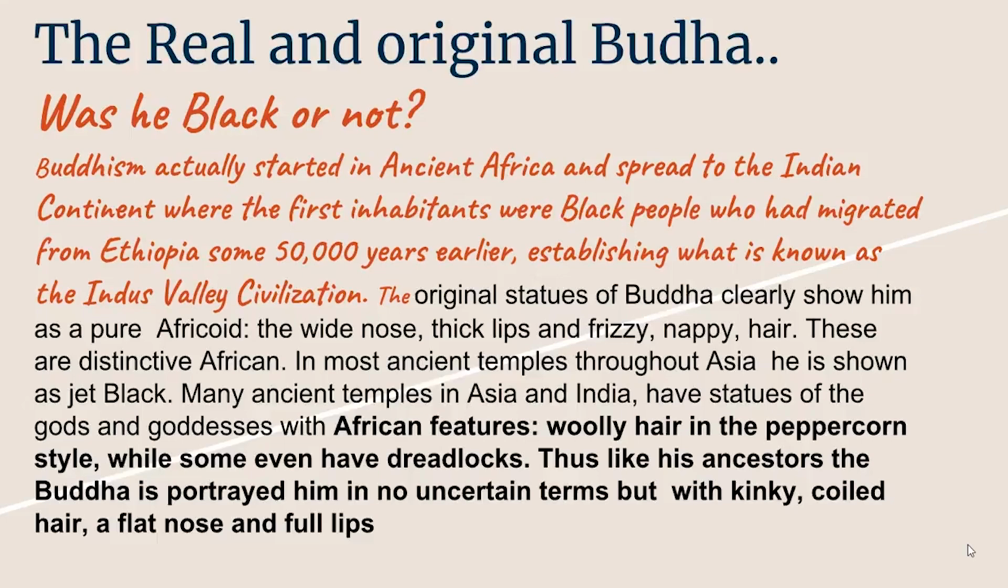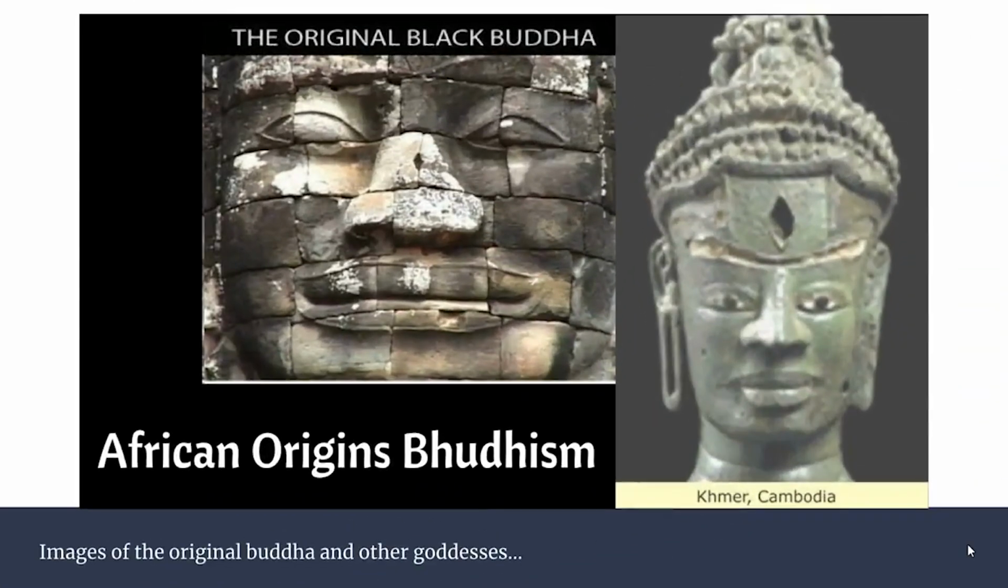Many Asian temples in Asia and India still have statues of the gods and goddesses who carry these African features, woolly hair or the peppercorn hairstyle, while some even have dreadlocks. Therefore, like their ancestors, the Buddha is portrayed in no uncertain terms with kinky hair, coiled hair, flat nose, and full lips. Here are the images of the original Buddha. You can see the Buddha on your screen. These are their images, and you can see also in Cambodia and many other places.